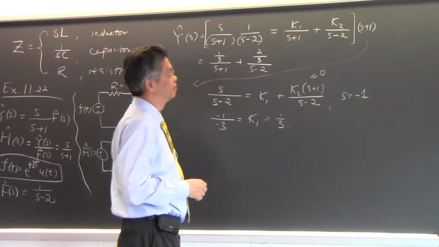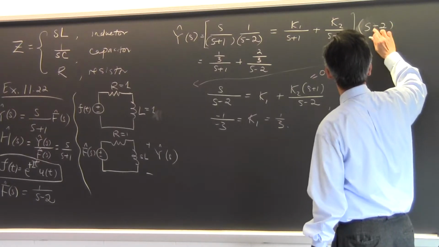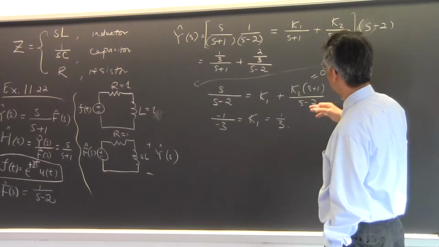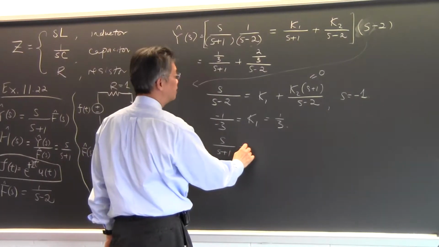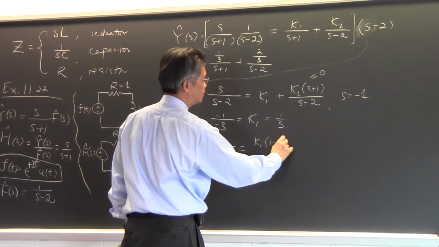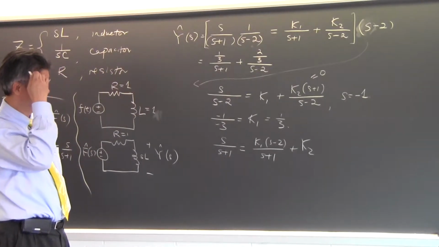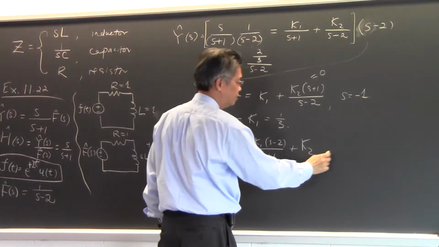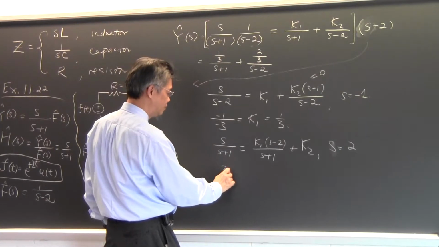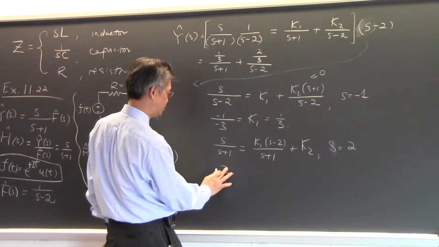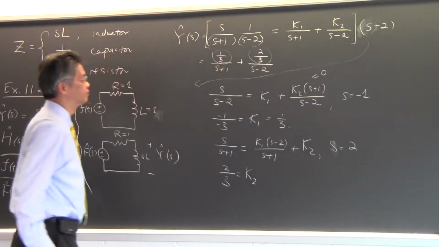Okay? And by the same token, in order to find K2, you multiply by S minus 2 and go through the same argument as before. And if you do that, then you will have this term canceling with each other. You have that on the left-hand side. And then you have K1 times S minus 2 over S plus 1, and then you have K2. If you multiply by S minus 2, you get that. And now you set S equal to 2, then this term vanishes. K2 is 2 over 3. S is equal to 2, so it's 2 over 3. Yeah, that's right. K2 equals 2 over 3. So this is my K1, this is my K2.